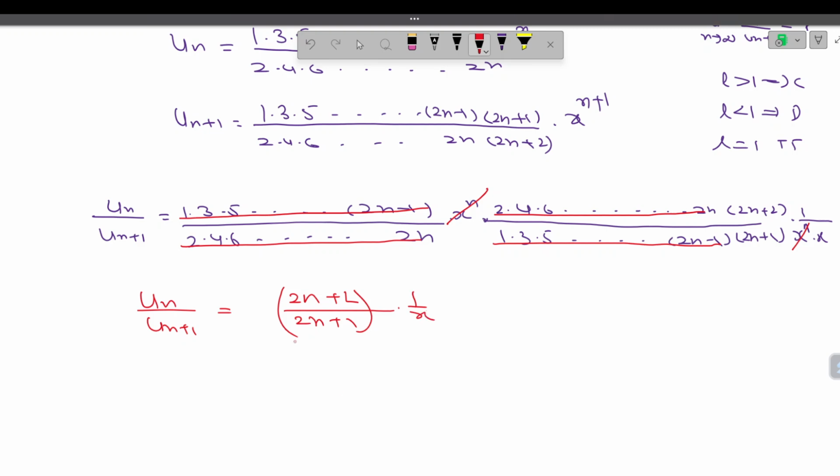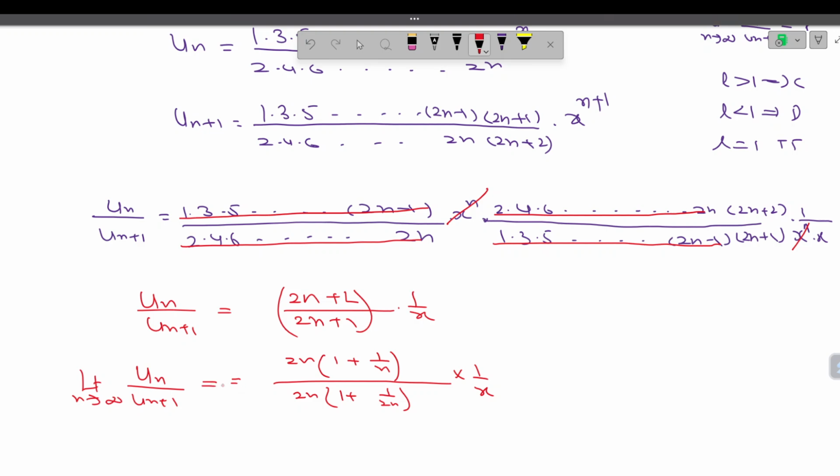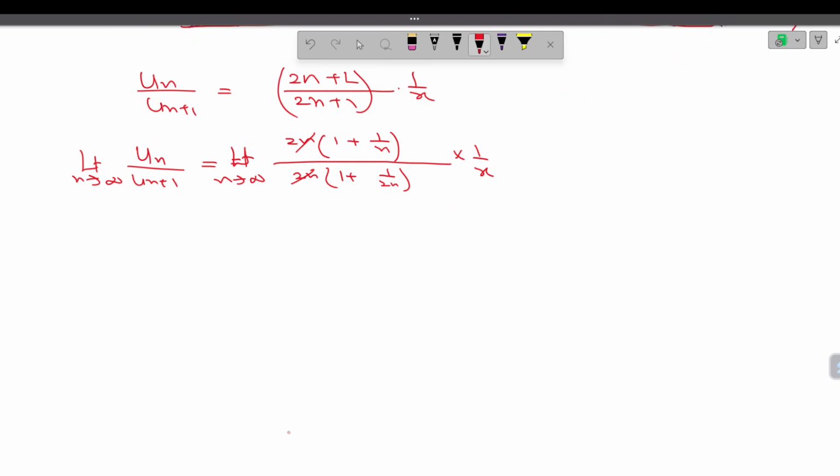So what I am doing is taking 2n common from the numerator, 1 plus 1 by n. Taking 2n from the denominator, 1 plus 1 by 2n. So Un by Un plus 1, limit n tends to infinity. Apply the limit n tends to infinity. 2n to n getting cancelled. As n tends to infinity, 1 by n tends to 0. So therefore, it is 1 by x.